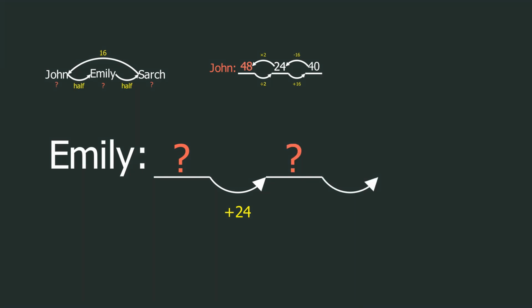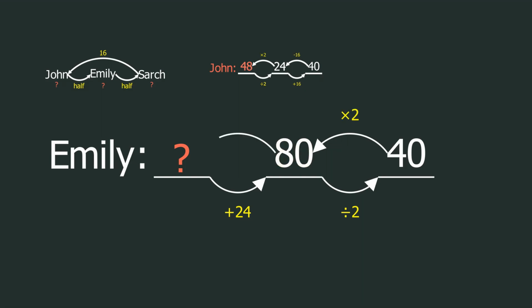The problem says she gave half to Sarch. Same as before, that's divided by 2. In the end, she also ended up with 40 candies. Let's reason backward again. Dividing by 2 backward is the same as multiplying by 2. We get 80. Adding 24 reversed is subtracting 24. We can calculate that Emily initially had 56 candies.